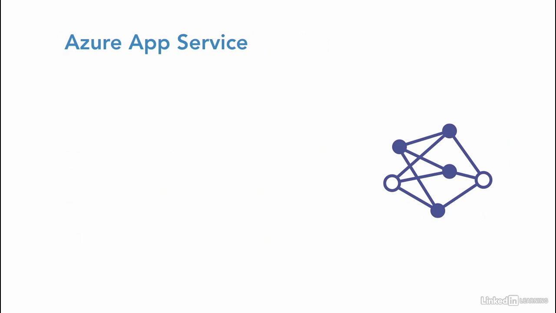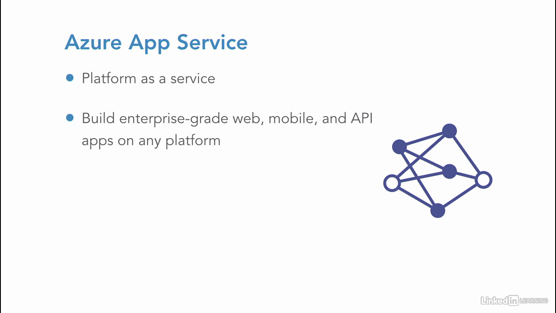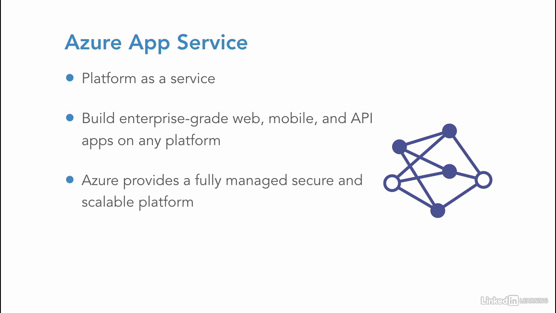The Azure App Service is also considered a core compute option. Unlike the Azure Virtual Machines, the Azure App Service is considered a platform as a service. Using the Azure App Service, you can build enterprise-grade web, mobile, and API apps on any platform. And then Azure would provide a fully managed, secure, and scalable platform for that app.